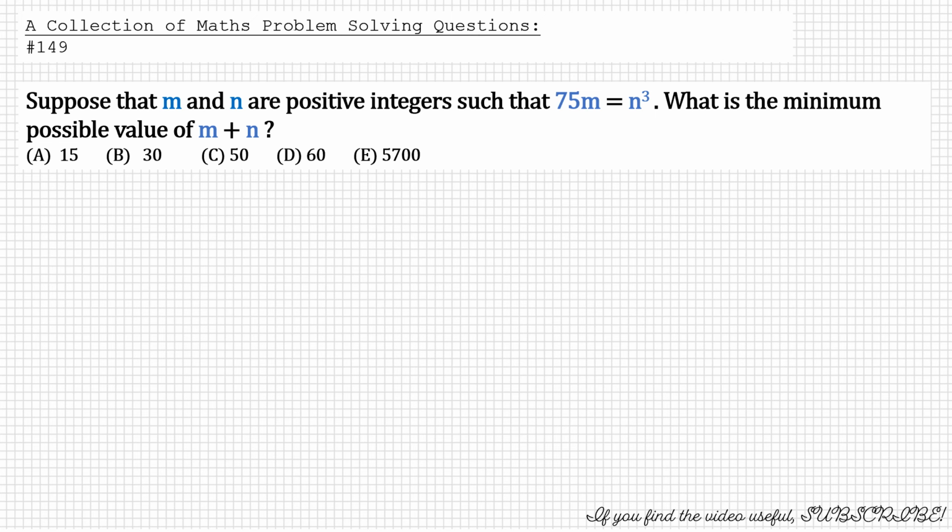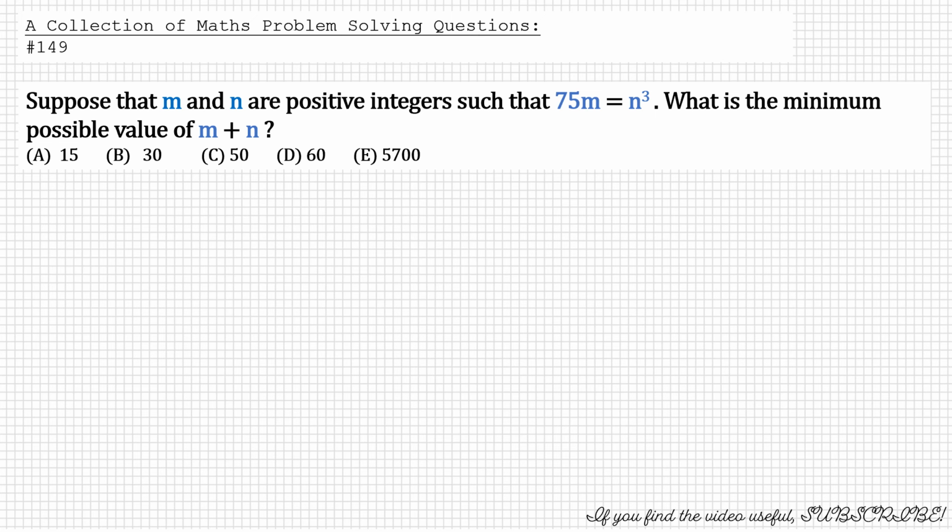So a couple of things here. The first thing is that the product, that is 75m, will always end in a 5 or a 0. So the ones place digit will always be a 5 or a 0. So when you look at n cubed, you have to find those numbers whose cube would give you a 5 or a 0. So then we can get the result.